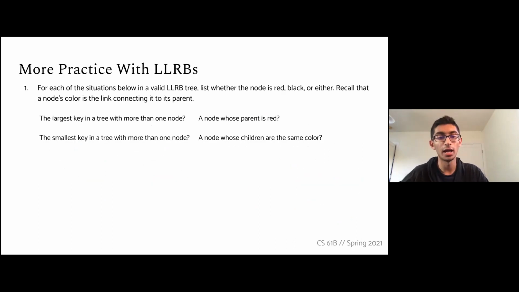Okay, another conceptual question, which I think we'll have time for. So for each of the situations below in a valid LLRB tree, list whether the node is red, black, or either. Recall that a node's color is the link connecting it to its parent. So let's start off with the first one. What's the largest key in a tree with more than one node?